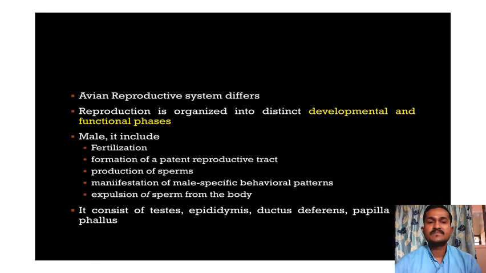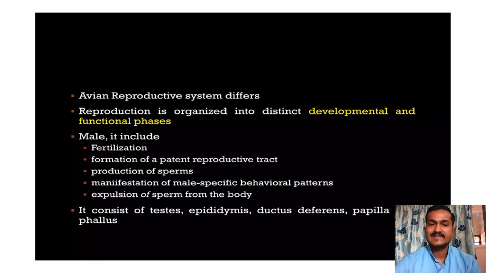The avian reproductive system differs. Reproduction is organized into distinct developmental and functional phases, and in the male it includes fertilization and formation of the patent reproductive tract, production of sperm, manifestation of male-specific behavior patterns, and expulsion of the sperm from the body. It consists of the testis, epididymis, ducts, either vas deferens, and papillae, either phallus. Clear? These are the organs that participate in the male reproductive system.